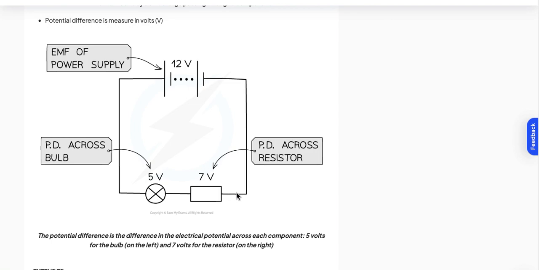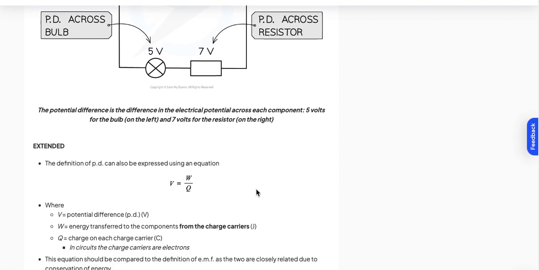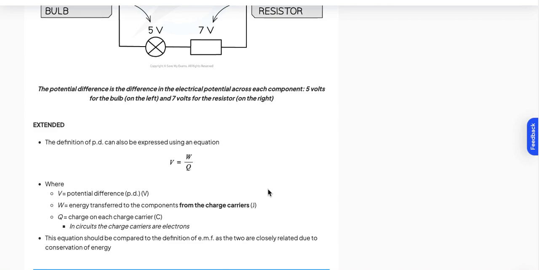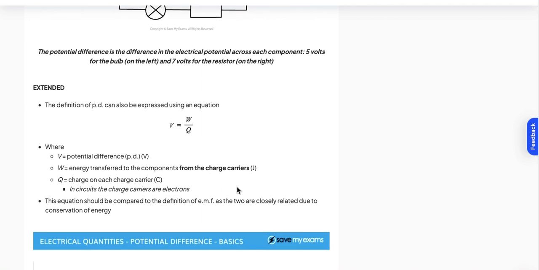So the potential difference is the difference in the electrical potential across each component. In the case of a bulb, we have 5 volts as the difference in potential across the two terminals when you connect a voltmeter in parallel to this bulb. And in the case of the resistor, it's 7 volts. So the definition of PD is simply the energy transferred across the component, or work done, divided by charge. So it's the same thing.